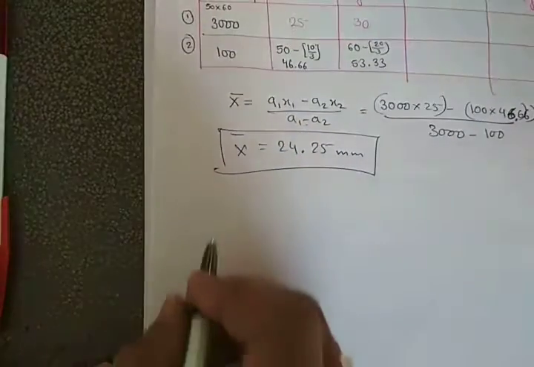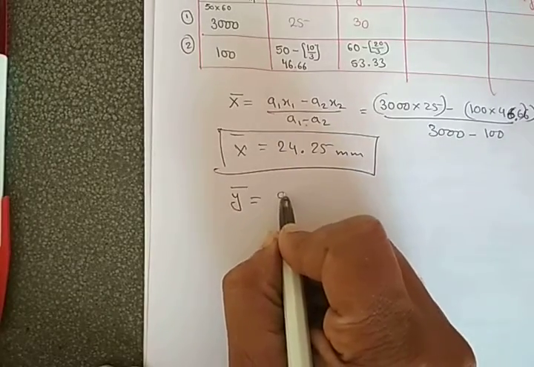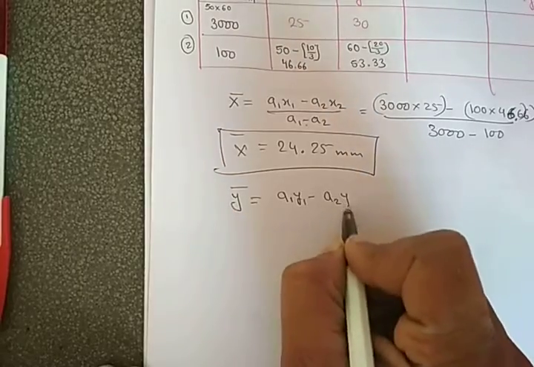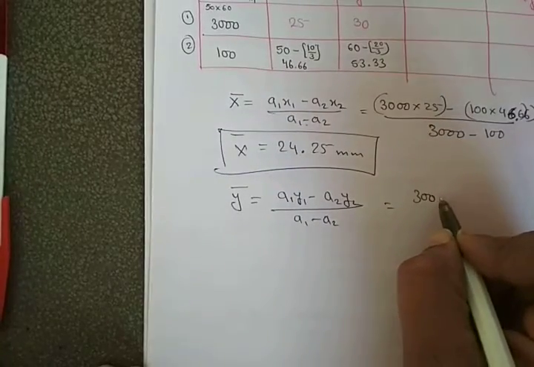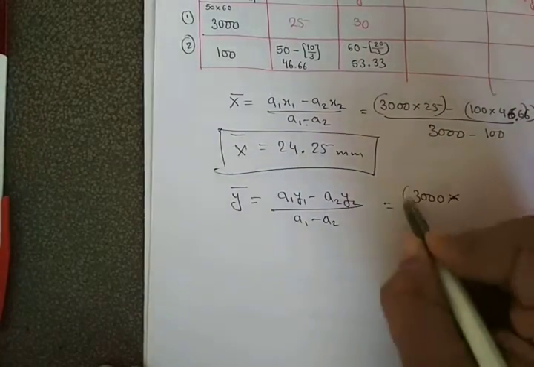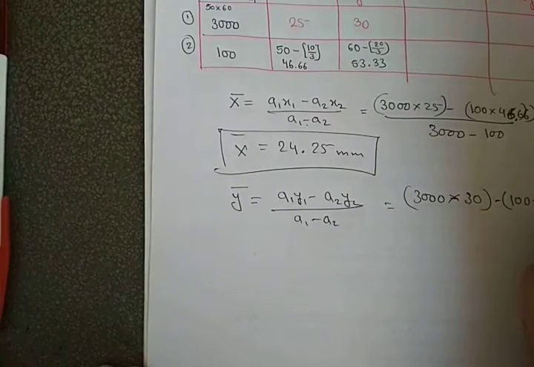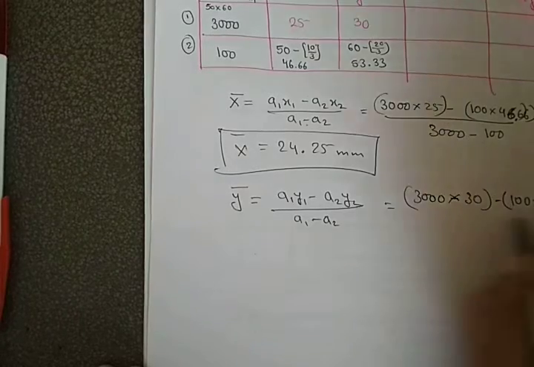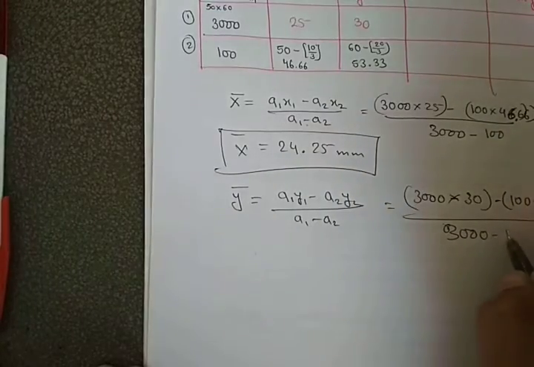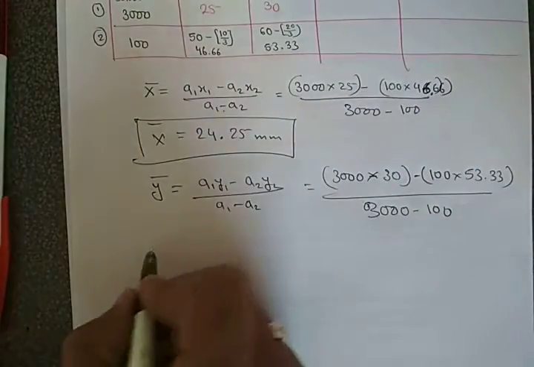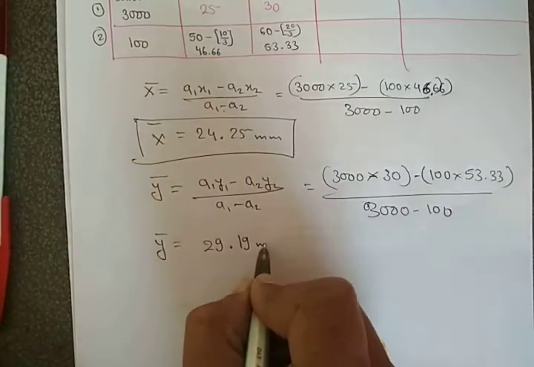The same way, y bar is equal to a1 y1 minus a2 y2 divided by a1 minus a2. So 3000 multiplied by 30 minus 100 multiplied by 53.33, divided by 3000 minus 100. So y bar becomes 29.19 mm.